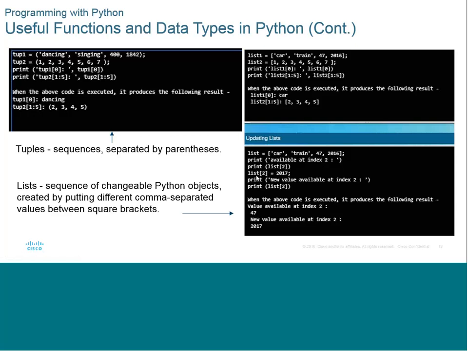Value available at index 2, this one. As I told you, 0, 1 and 2. So we have given here list of 2, so 7 will be there. And new value available at index 2, now that we have given list of 2 is equal to 2017, it will be 2017. Okay, got it.